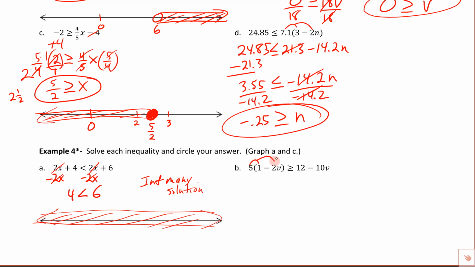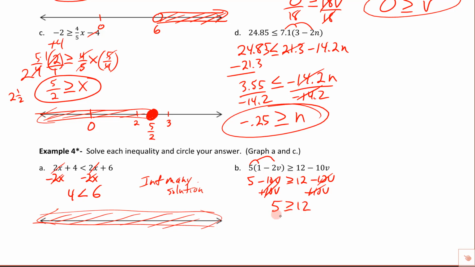So we're going to go ahead and distribute through. So this is going to give us 5 minus 10v greater than or equal to, this would be 12 minus 10v, and you'll notice that we're going to end up with something similar. If we try and move either one of those variable terms, let's add 10v to both sides, those are going to cancel off, and we end up with this. We end up with 5 is greater than or equal to 12.